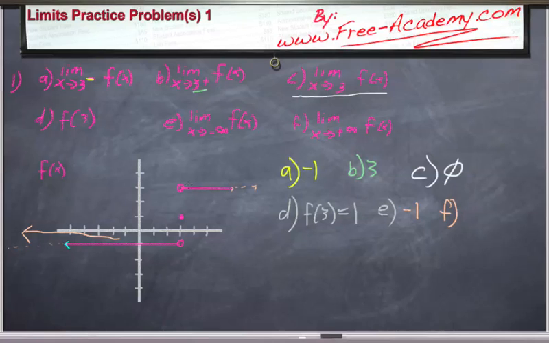And the same story for F. As we get to positive infinity, we assume that the graph stays exactly the same, so this will be equal to 3.